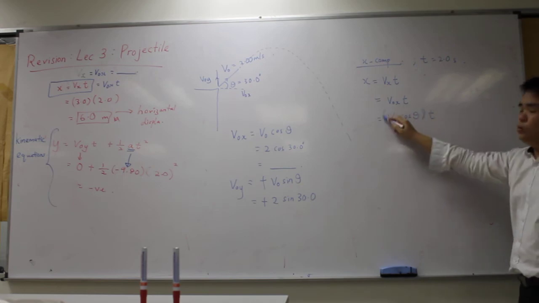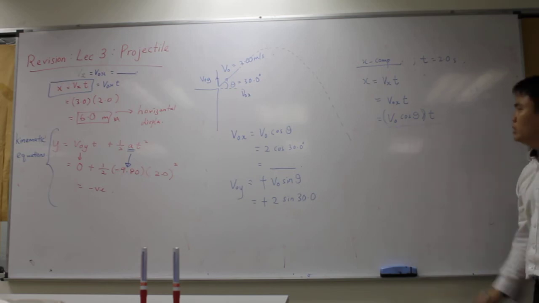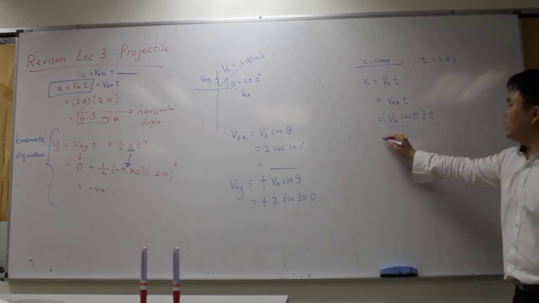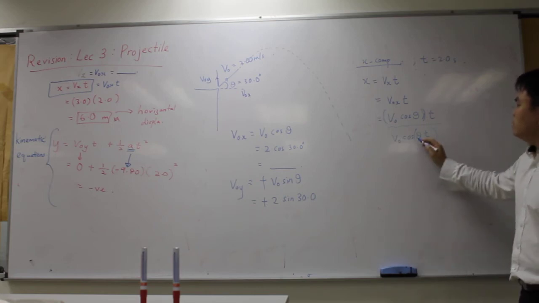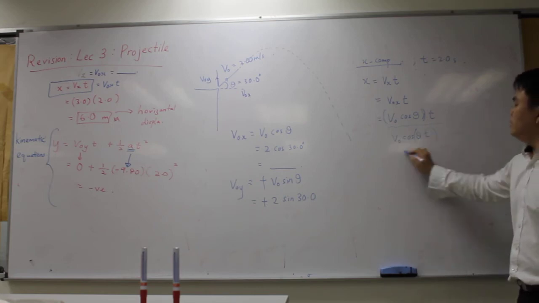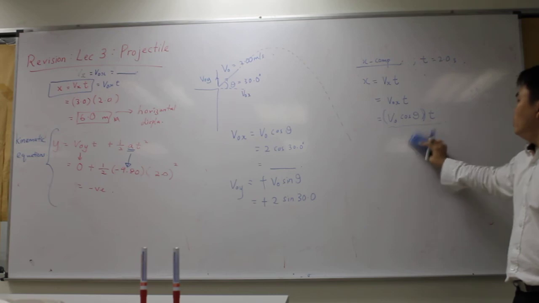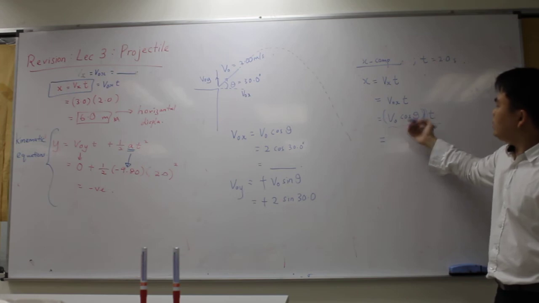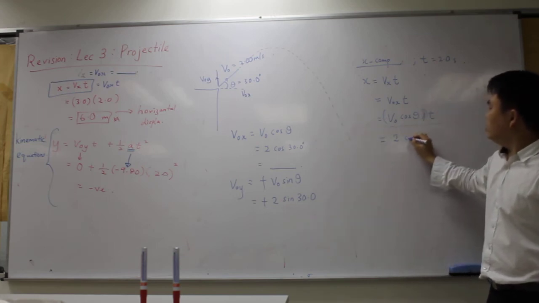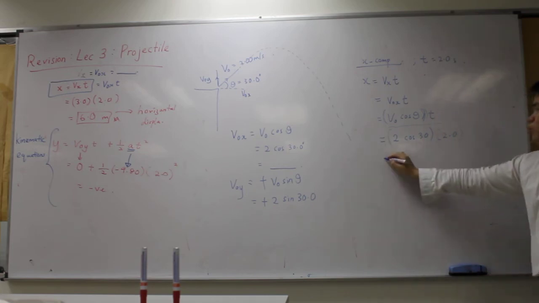I put a bracket here to make sure this formula is not ambiguous, because people may be confused whether it's cos in bracket theta t or cos theta times t. To avoid this kind of ambiguity, we put the bracket like this. So for this case, V naught cos theta is 2 cos 30, and the time is 2. What is the answer?